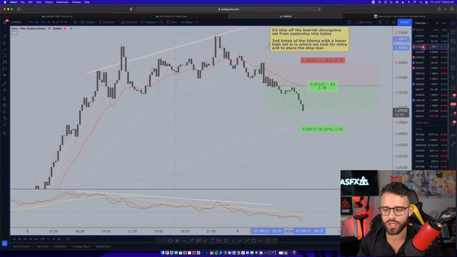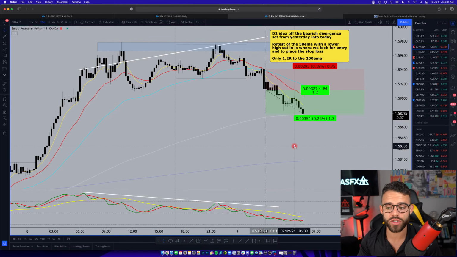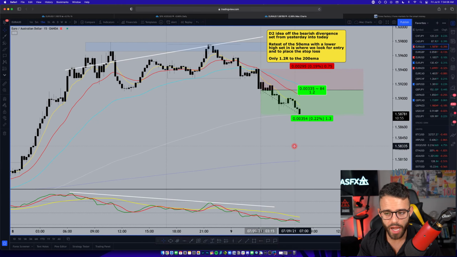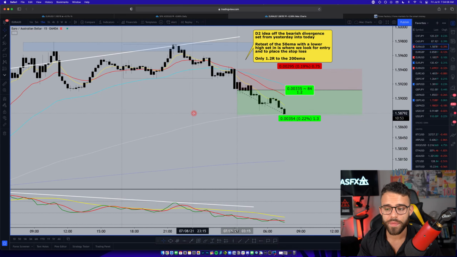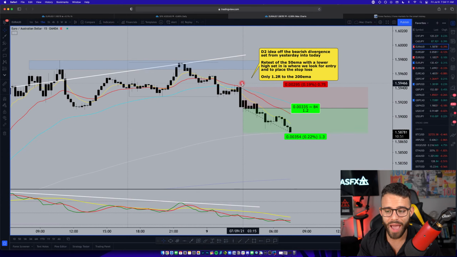Now look at how similar this looks to Euro AUD. I actually like Euro AUD on the structure side better. The reason for that is because you didn't even get a pop back through the 50 EMA here. It broke once, retested it, so it broke the support. See, 50 EMA was support overnight. Comes down off it, confirming support is now resistance. You have about 1.2R to the 200 EMA. That's the only thing that I didn't like about this setup.